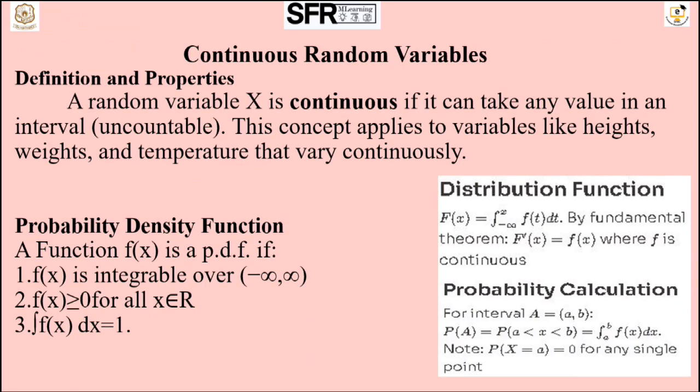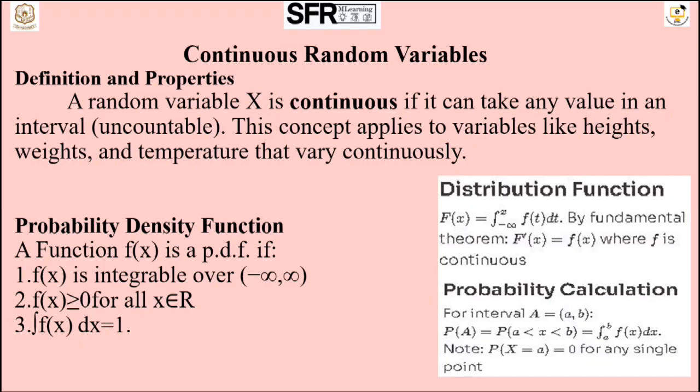Like that, I am going to define the next type of random variable, that is the continuous random variable. This is uncountable. There are a lot of examples of continuous random variables. A random variable X is continuous if it takes any value in an interval, that is, uncountable intervals. This concept applies to variables like heights, weights and temperature that vary continuously.